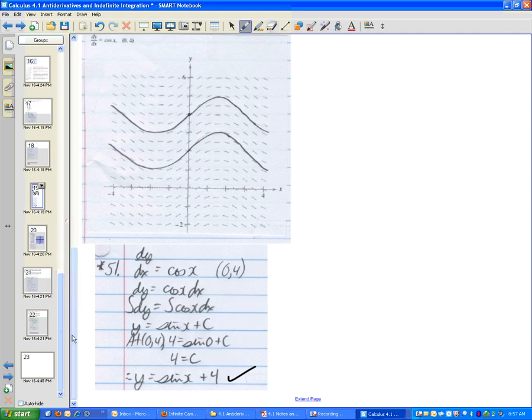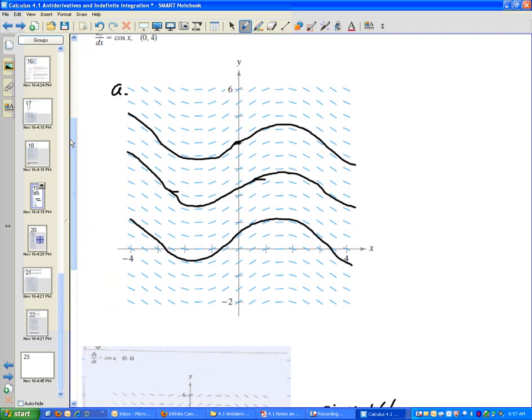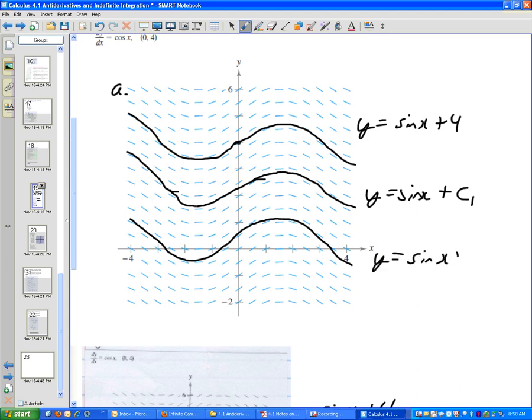That means that this one, the one that went through the point, is the graph of y equals the sine of x plus 4. This other one is the graph of y equals the sine of x plus a different c. Go back up to here. That's y equals the sine of x plus 4. That's y equals the sine of x. I wrote c. Sine of x plus c1. That's y equals the sine of x plus c2. And then for however many of them you feel like making.